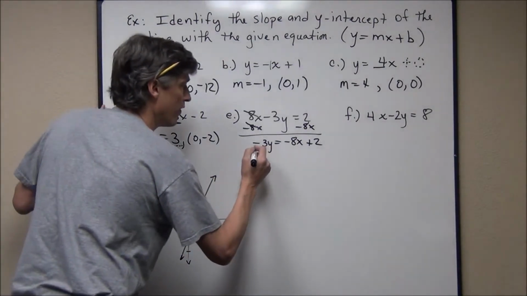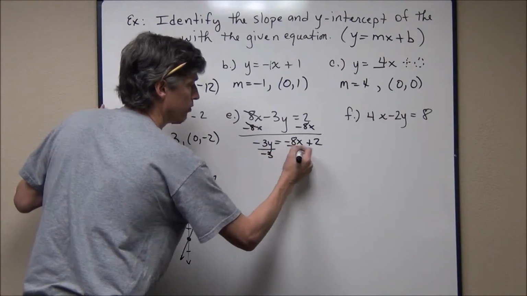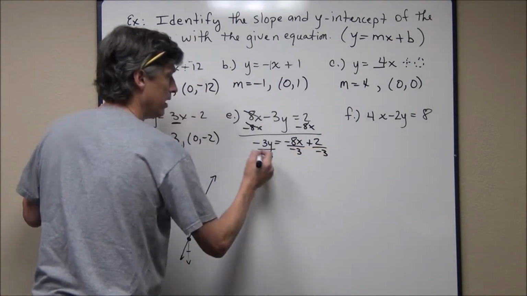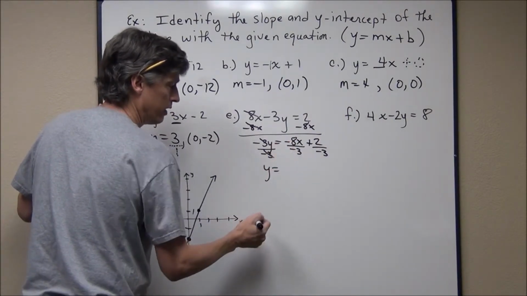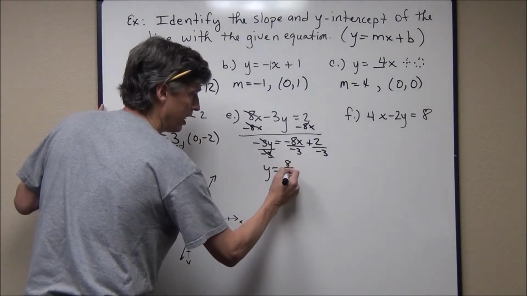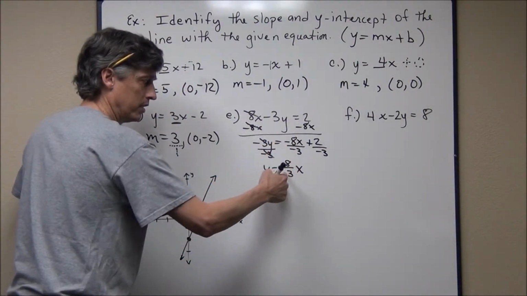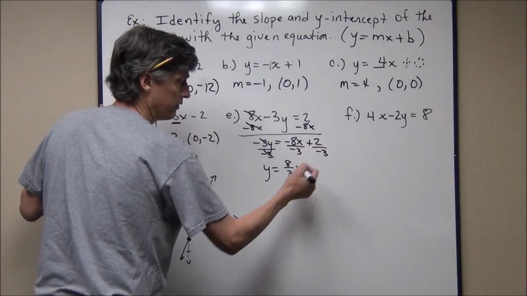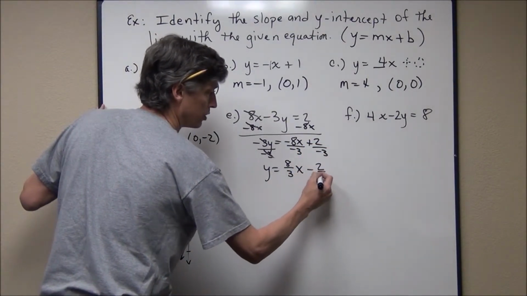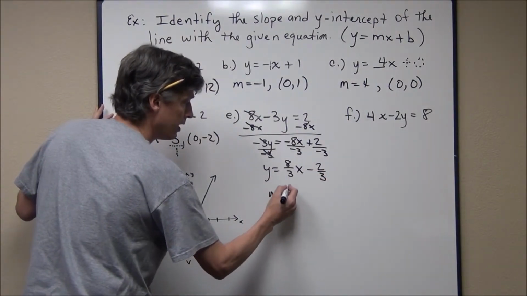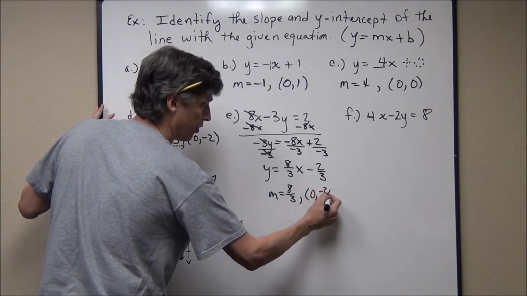Now I'm going to finish this off. I'm going to divide both sides by the number times the variable y here. I'm going to divide through by negative 3, every term on both sides. Notice both terms. Y equals, I have a negative over a negative, that's a positive. I'm going to write that as 8/3 x, which is equivalent to having the variable in the numerator. This is the same thing. And then I have a positive 2 divided by a negative 3, that's negative 2/3, which I'm going to write as minus 2/3. So I can see my slope is 8/3, and my y-intercept is 0, negative 2/3.